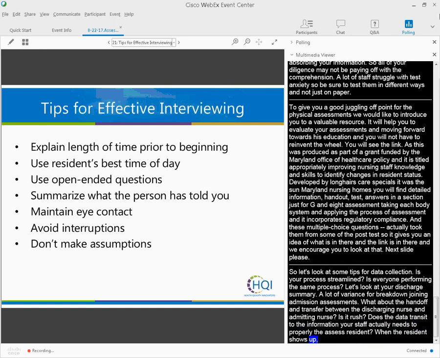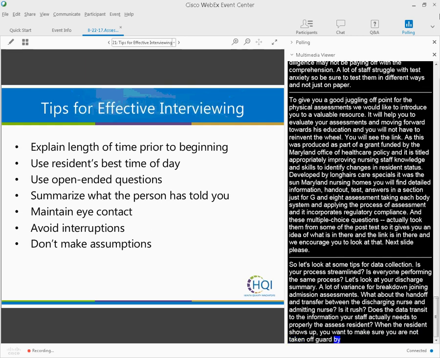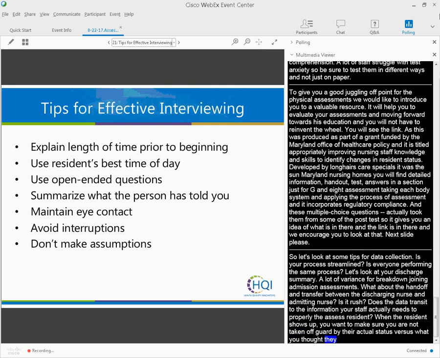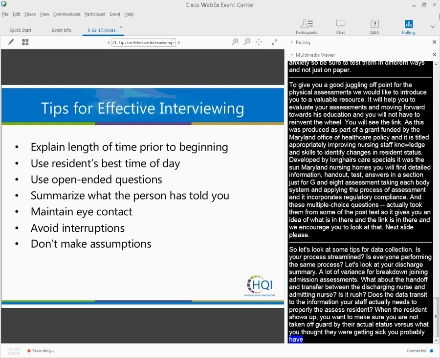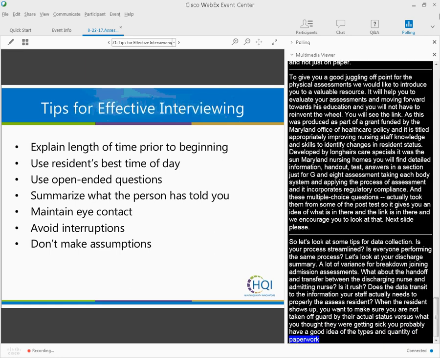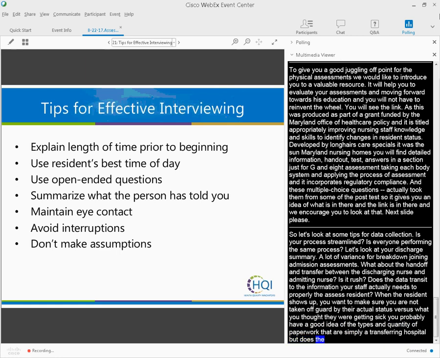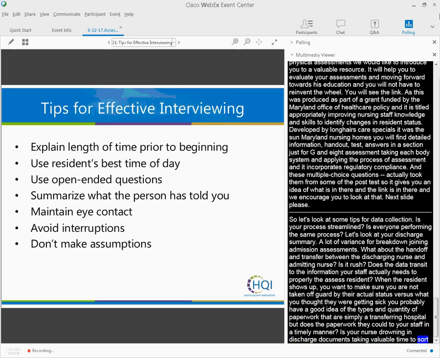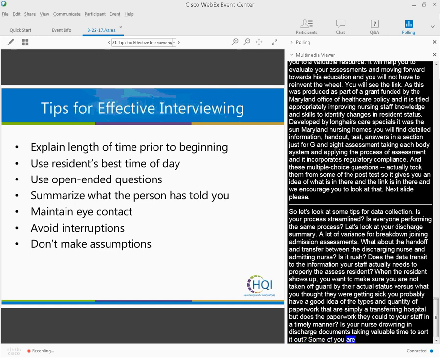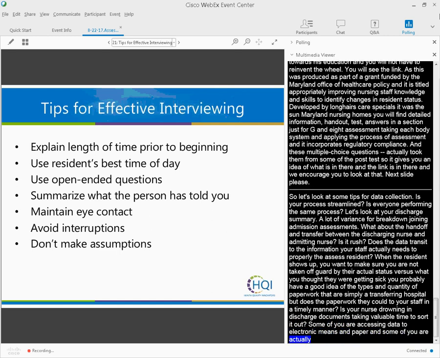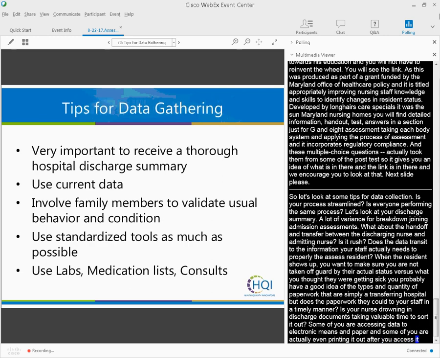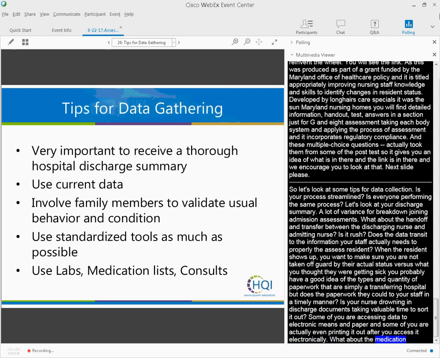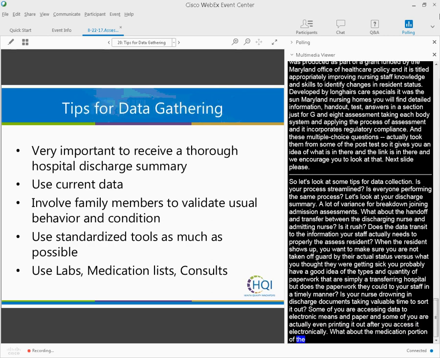You probably have a good idea of the types and quantity of paperwork that are sent by your transferring hospital. But does that paperwork actually make it to your staff in a timely manner? Is your nurse drowning in discharge documents, taking valuable time to sort it all out? Some of you are accessing data through electronic means and paper, and some of you are actually even printing it out after you access it electronically. What about the medication portion of the discharge summary? It's one of the most important aspects of the summary. It tells you a lot about the resident's care in the hospital.